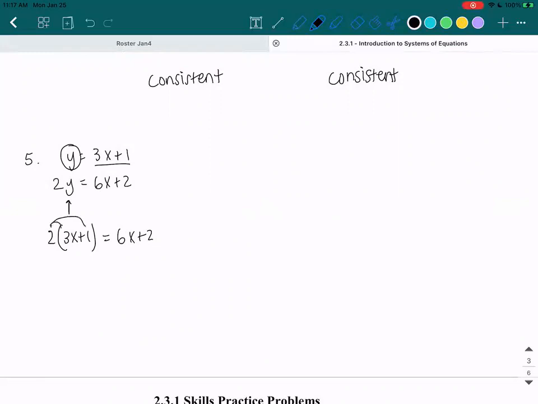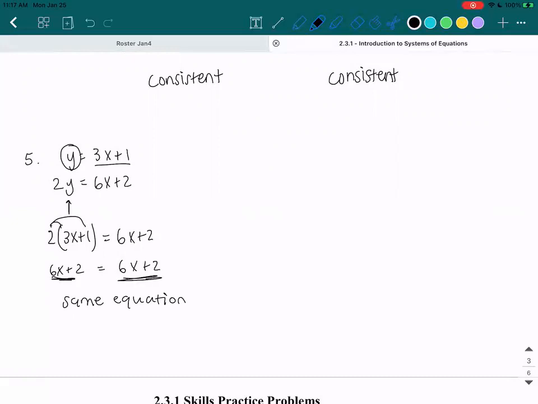Then let's distribute. So 6x plus 2 is equal to 6x plus 2. And you're like, that literally just says the same thing on both sides. That's like saying I am equal to myself, right? It's like 6x plus 2 is 6x plus 2. Why am I writing it again? And then the answer to that is because this is the same equation. Because literally 6x plus 2 is the same as 6x plus 2.